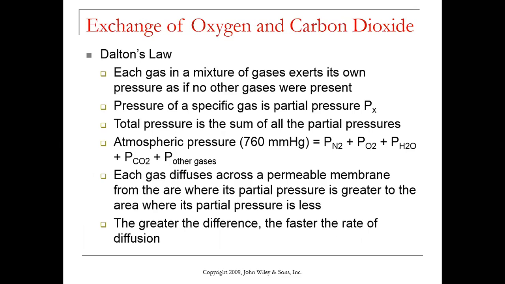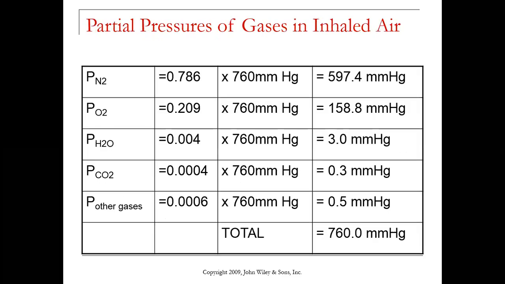So, atmospheric pressure, 760 millimeters of mercury, is a combination of the partial pressures of nitrogen, oxygen, water vapor, and carbon dioxide. Each gas diffuses across a permeable membrane from where the partial pressure is greater to the area where the partial pressure is less. It indicates that the movement of gases is through the concentration gradient: the gas will move from the area of higher concentration to the area of lower concentration. The more the difference, the faster the rate of flow.